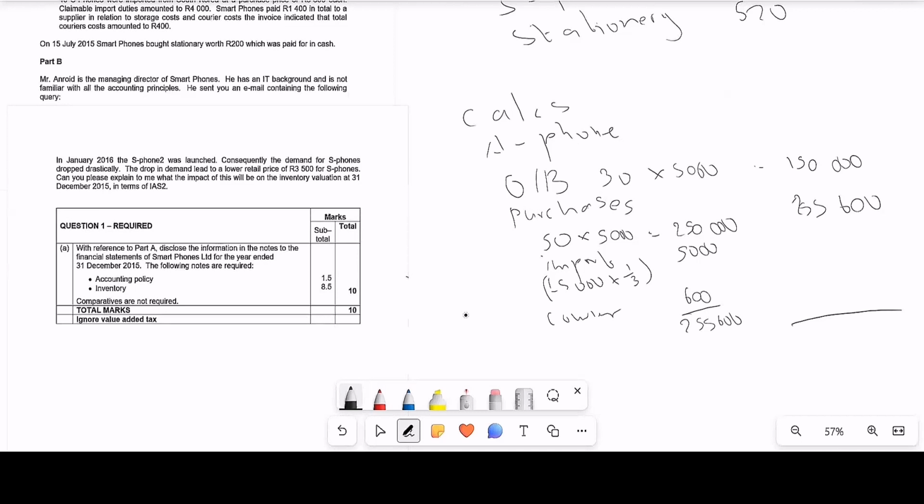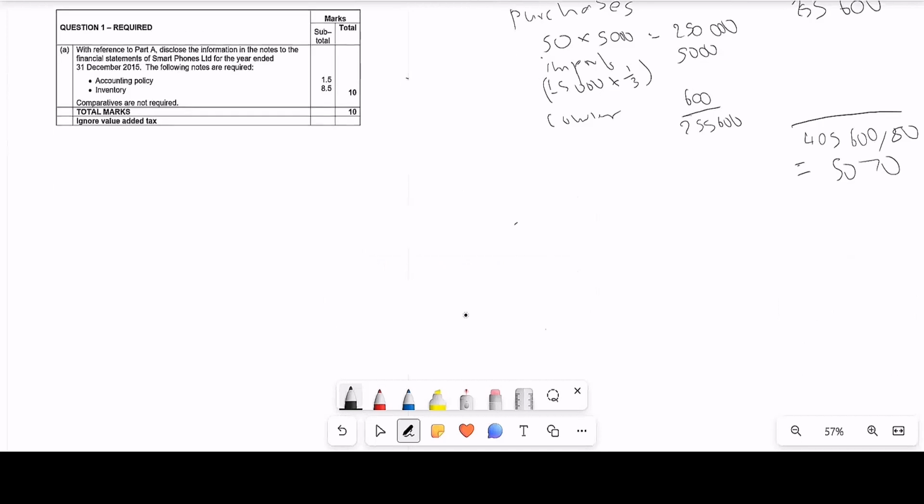So 150,000 plus 255,000 is 405,000. Then we divide by the total number of inventory, which is 80, the 50 plus the 30, and it's going to give us 5,070. So let me quickly move on to the S phones.